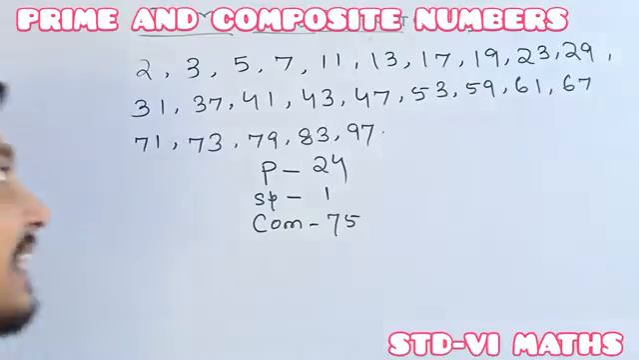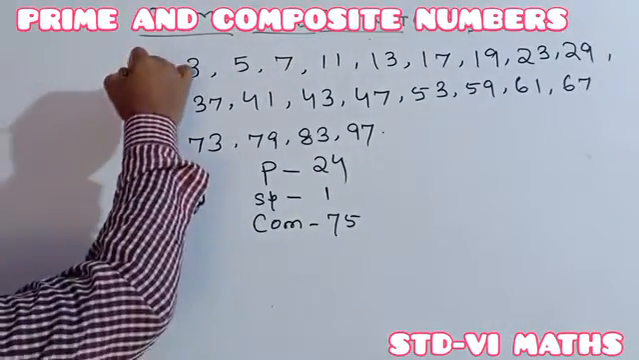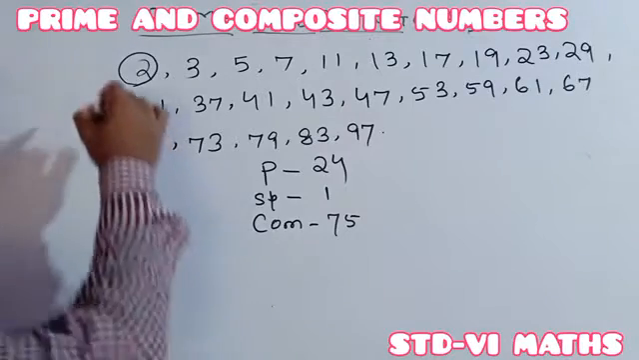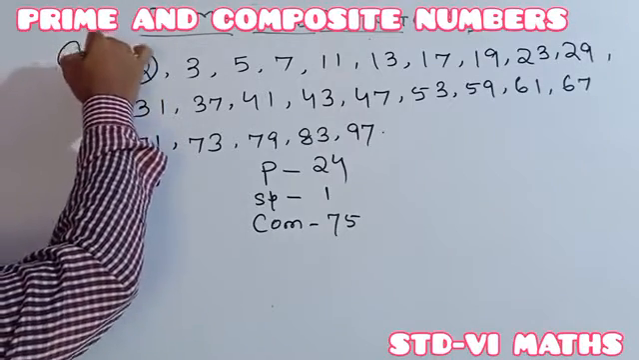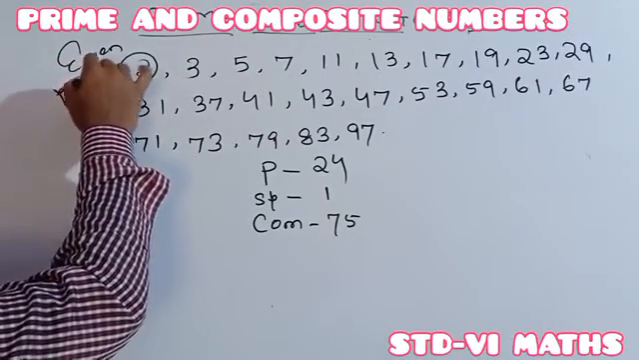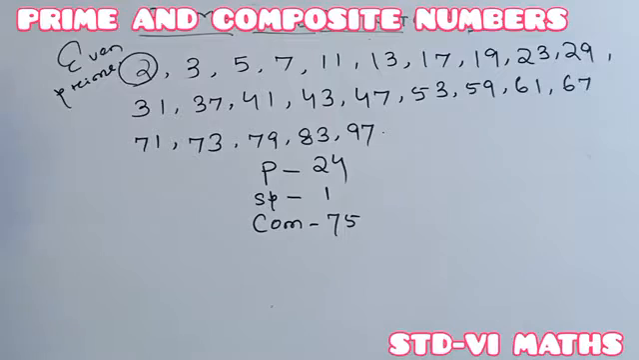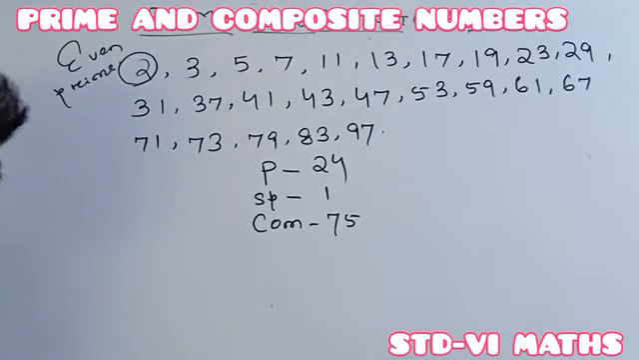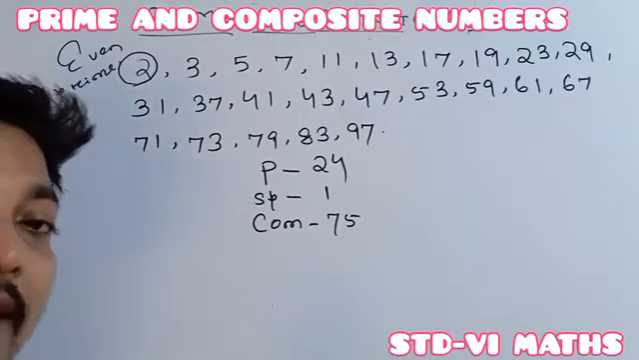Ready? Another thing that is asked: 2 is the even prime. 2 is the only even prime. Remember, 2 is called the even prime. Otherwise it may be called the first prime. The first prime number is always 2, otherwise the only even prime number.